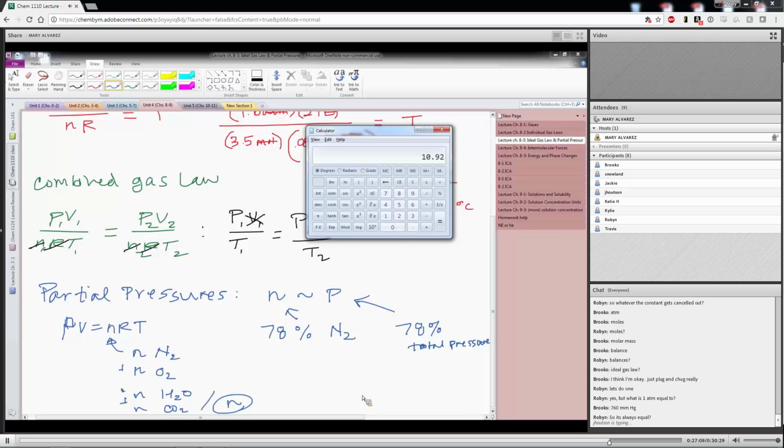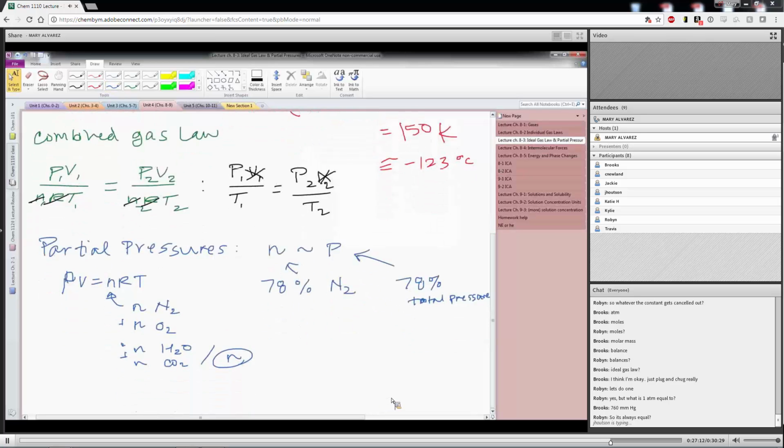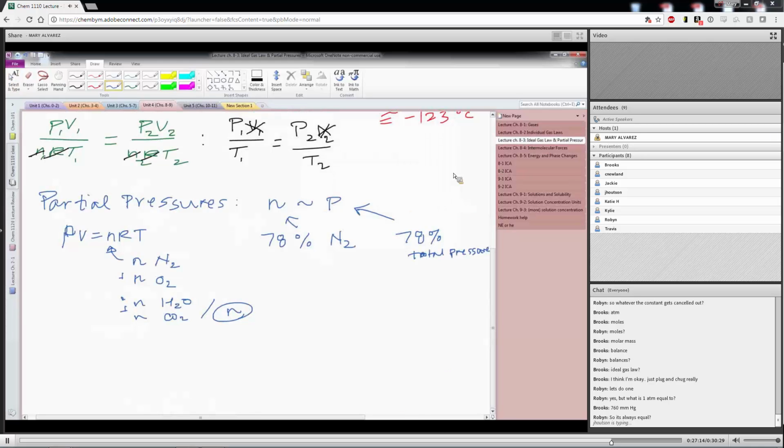Yes, the fraction is always equal. Or in other words, when we say the fraction, that's this percentage here, right? So the number of moles of any component A, in this case nitrogen, divided by the total number of moles, in this case 78%, is going to equal the pressure exerted by that gas A divided by the total pressure. In other words, 78% of the total pressure. So this fraction, or the percentages, are always equal. Yes.